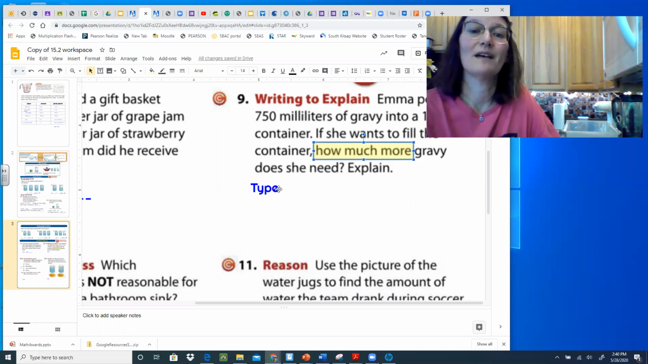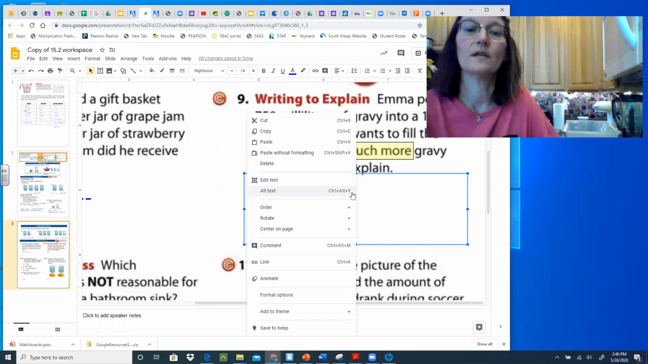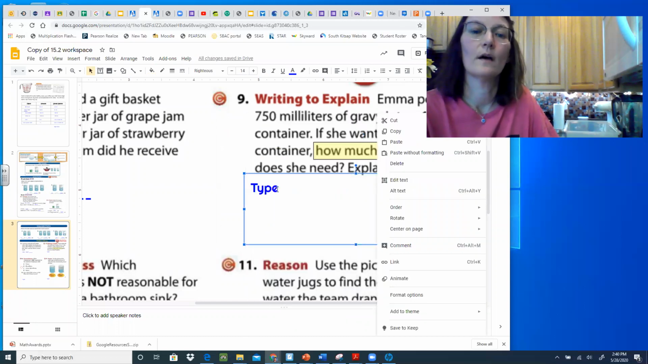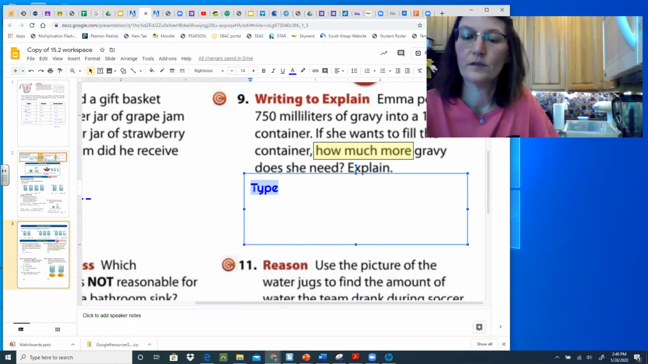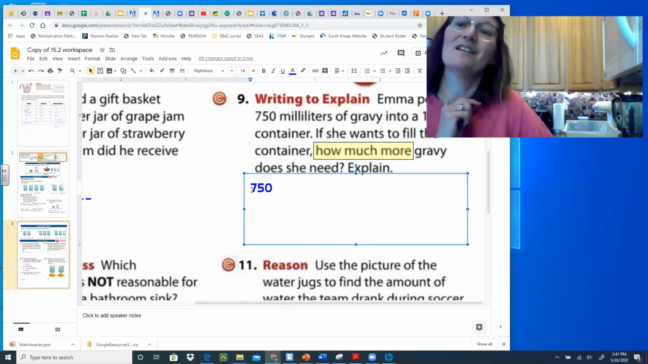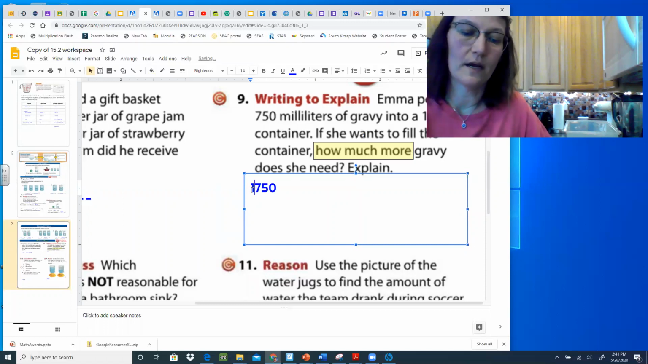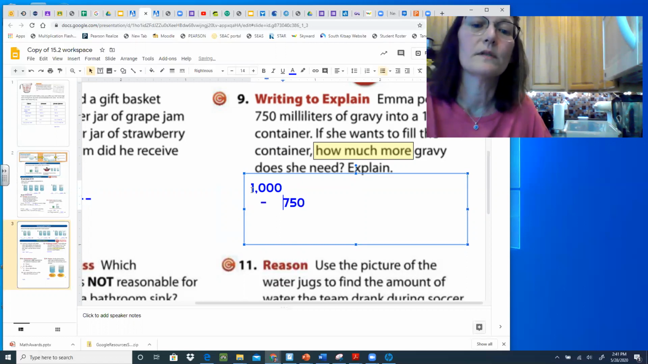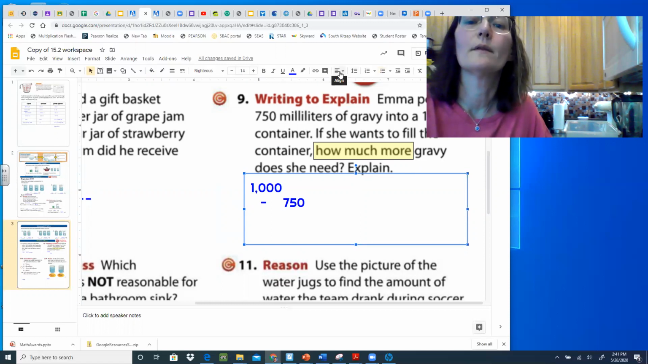So I need to set this up as a subtraction problem. So 750, and I don't remember what the other number was. Oh, it was a liter. So remember, a liter is 1,000. So I need 1,000, take away 750. And then where's my line up be? There's my line up be.